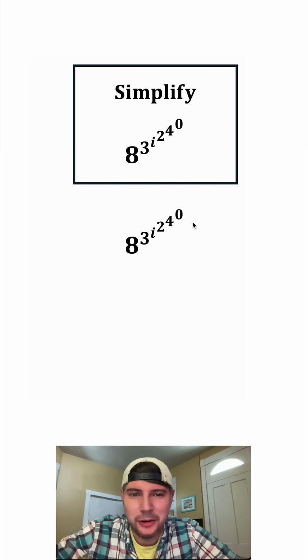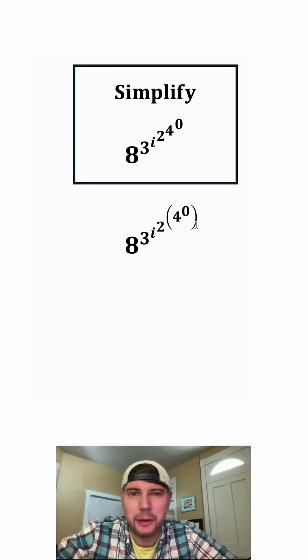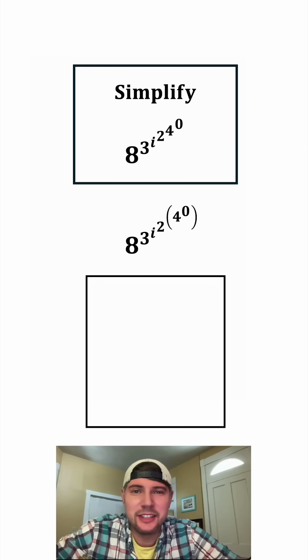This is a power tower, and you evaluate these by going from the top down. So we're going to do the 4 to the 0 power first. Anything to the 0 power is equal to 1. And typically this is how it's explained.